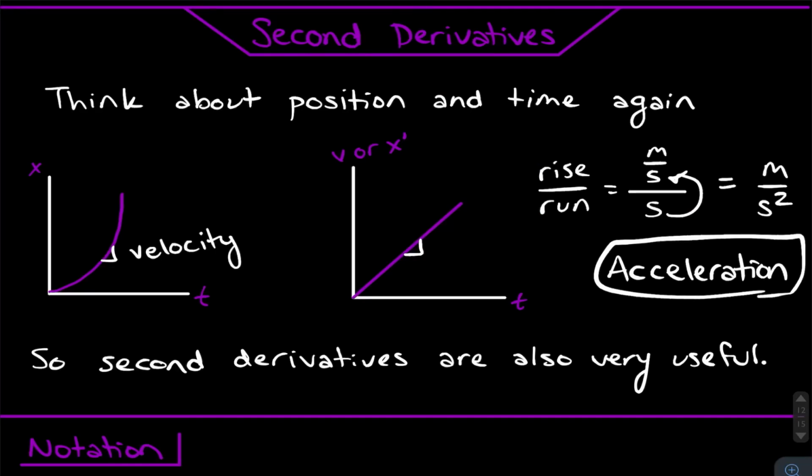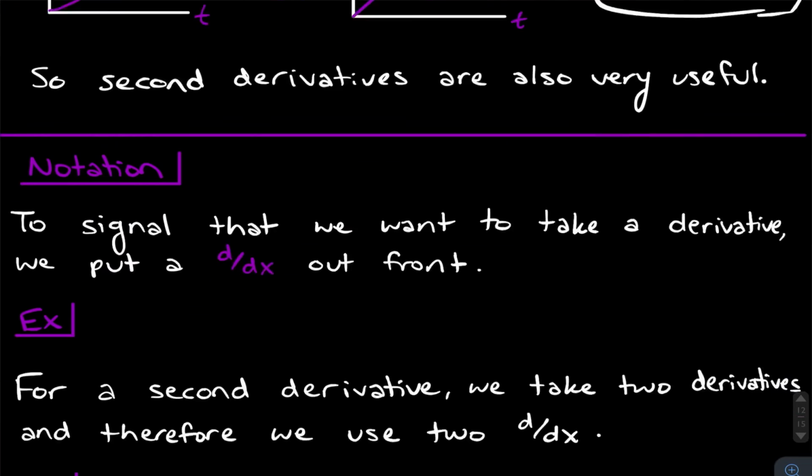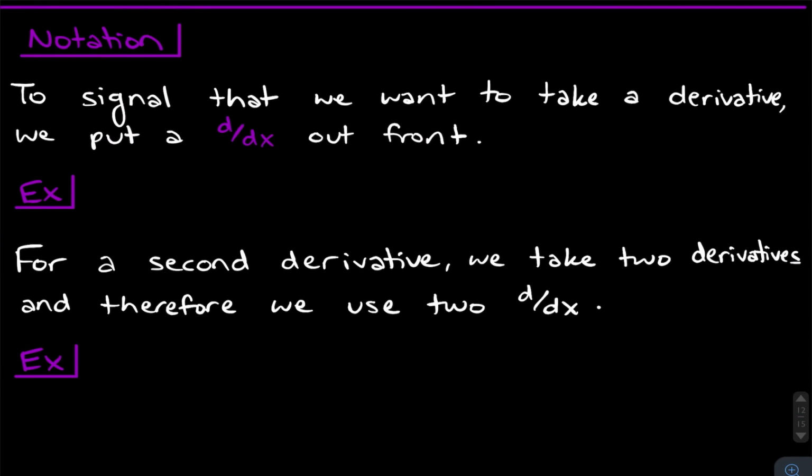So now we're going to actually find some second derivatives, right? The notation for a second derivative. I'm going to get into a little more notation, then we're just going to find a quick second derivative, and that'll be it for this video, okay? To signal that we want to take a derivative, we put a d over dx out in front. We talked about that earlier in this video, okay?